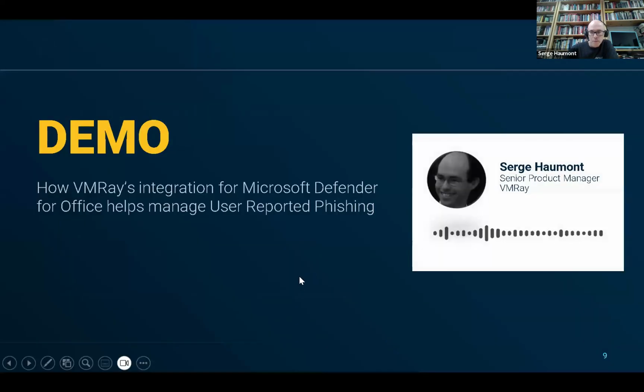So that was a brief overview of what we added in February. We also have some new things in March, of course, already added to the system. But now I will go to the demo. What I want to show you is how we integrate with Defender for Office and how that can help with all alerts from Defender for Office. But I think the case of user-reported phishing is pretty interesting, so I decided to focus on that.